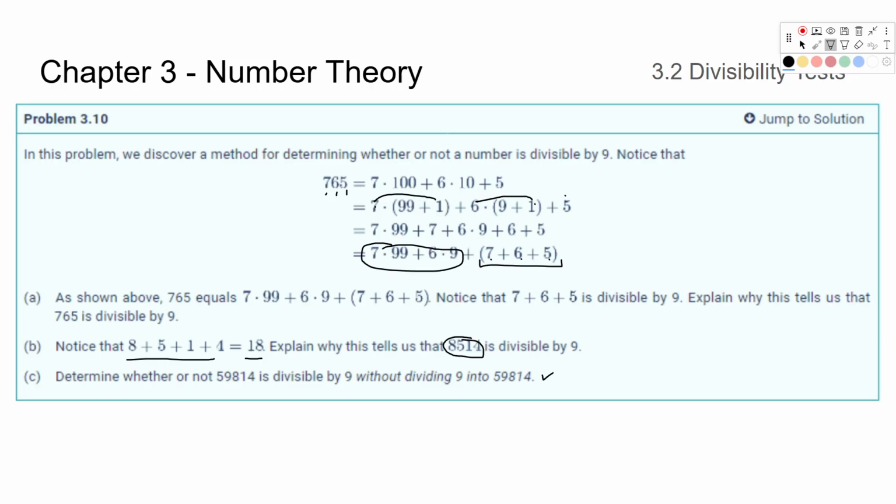All right. Let me make sure I got that last addition correct before moving on. Don't want to lead you astray. Yep, 27. Okay, so it is divisible by 9.